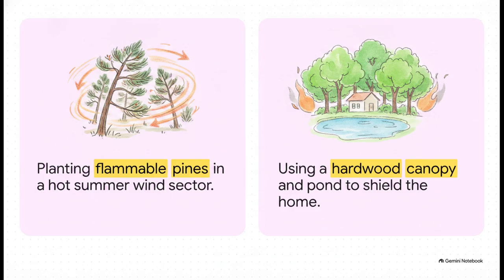A resilient design, on the other hand, flips the script. It's about placing a lush, deciduous hardwood canopy right behind a pond in that exact same fire sector. You're actively utilizing the cooling effect of water and that low flammability foliage to build a living biological shield.